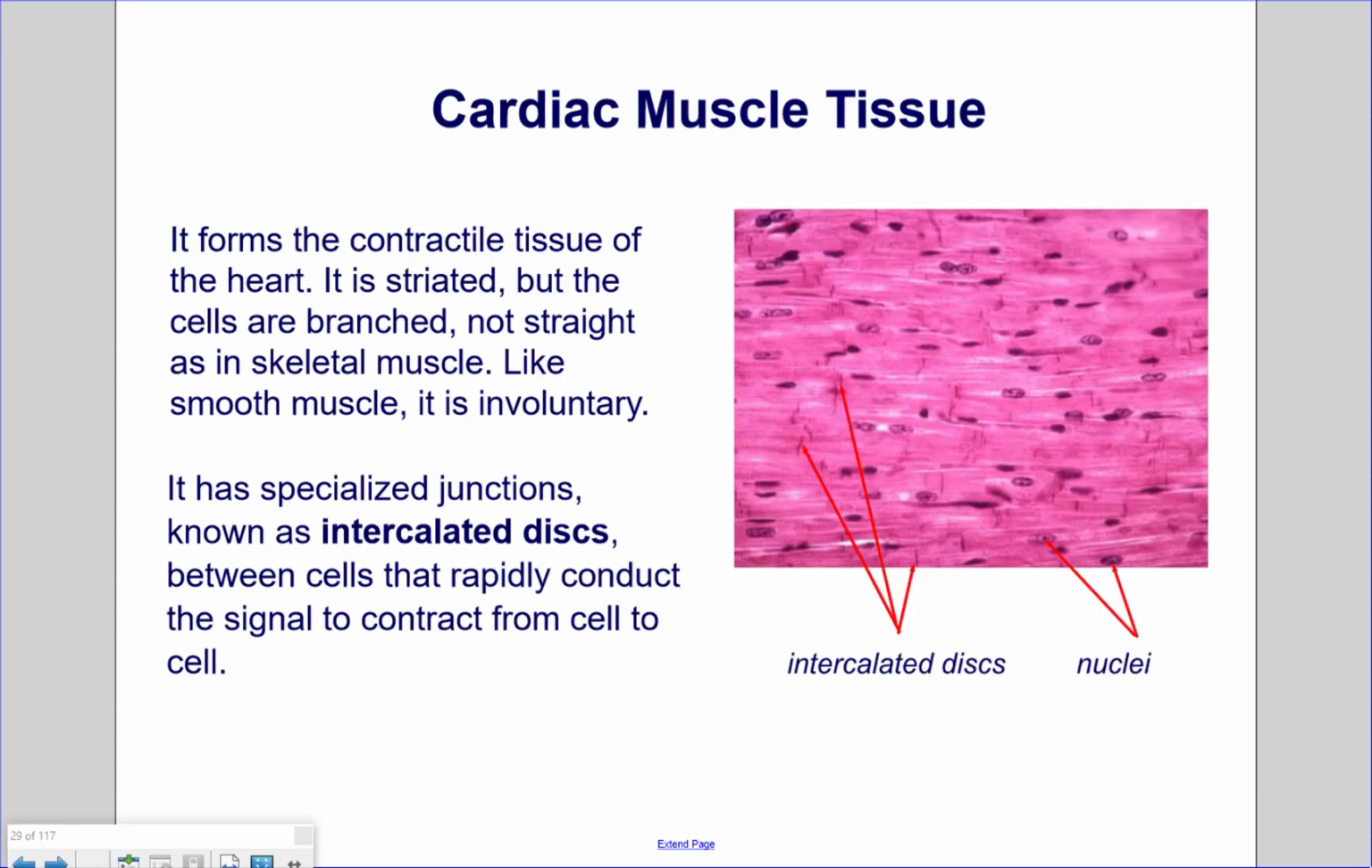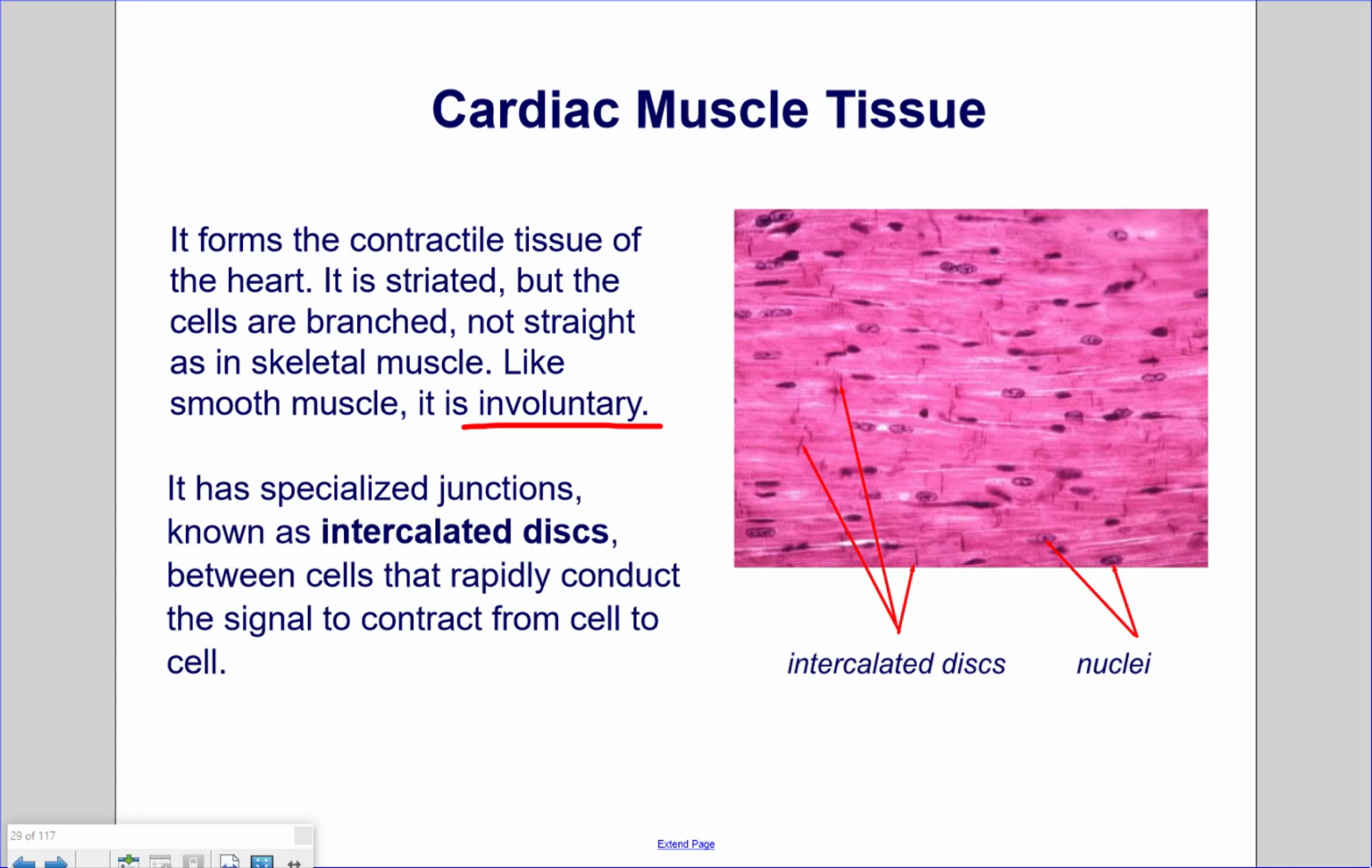Cardiac muscle tissue. It forms the contractile tissue of the heart. It is striated, but the cells are branched, not straight as in skeletal muscle. Like smooth muscle, it is involuntary. So you do not have to consciously think about contracting your heart in order to pump blood through your body.